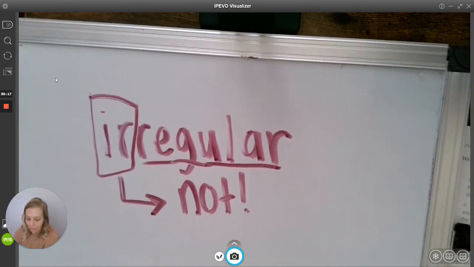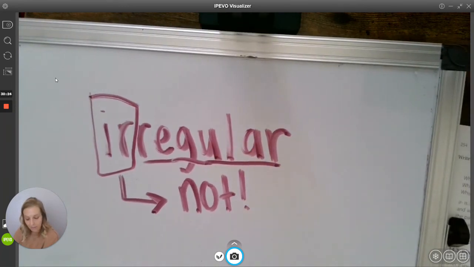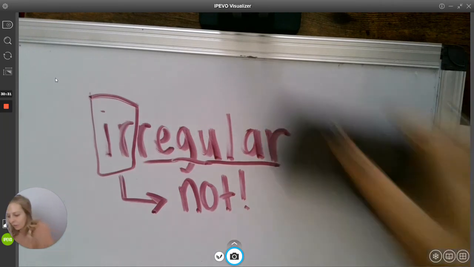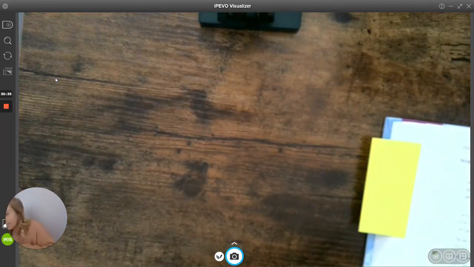Now we have a spelling mystery to solve. When will ed say each of its sounds? And we're going to do that on page 158 in our workbook. Go ahead and get out your workbook and turn to page 158.